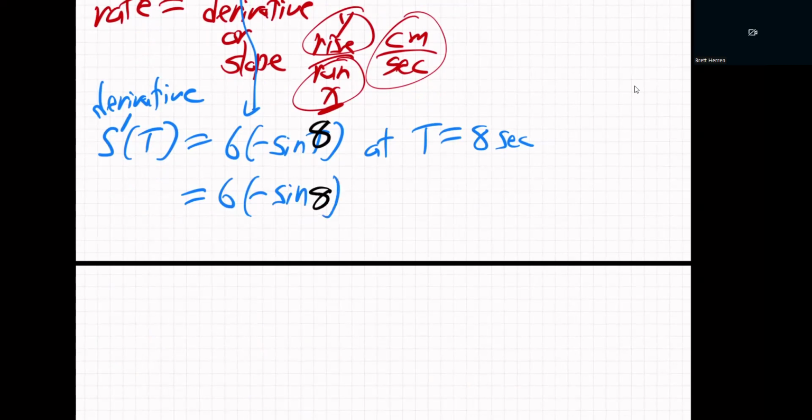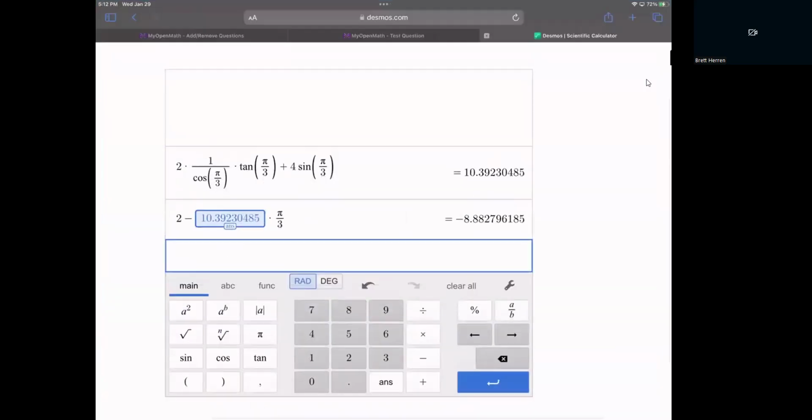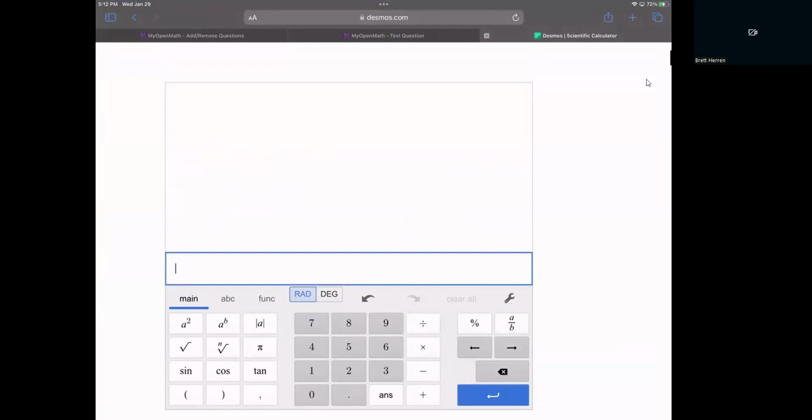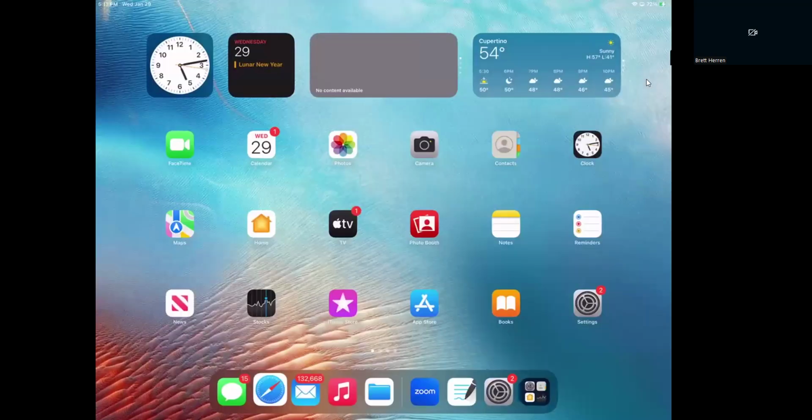And let's go to the Desmos calculator. Okay, this is 6 times negative sine of 8. Enter. Now you got to make sure. See, there's degree, radian. Make sure you're in radian mode because that 8 must be radian. How do we know it's radians? It's automatically radians when we do trig functions in calculus, unless they specifically say degrees. So that 8 must be radians. And so there we go. It's negative 5.9361.